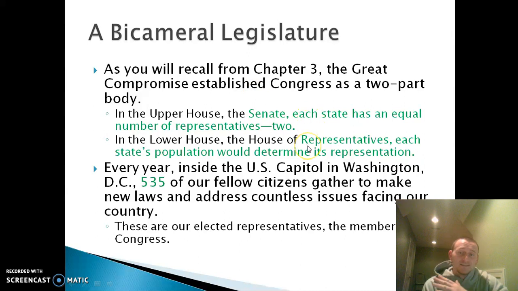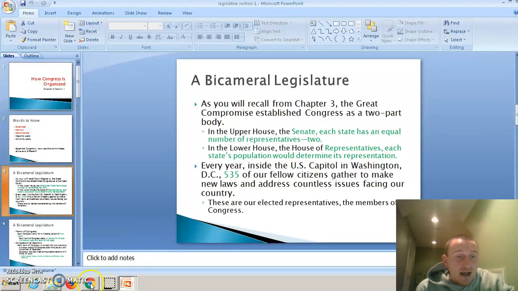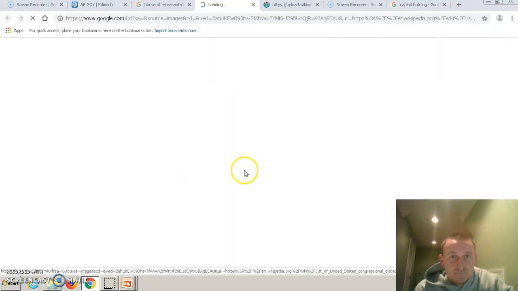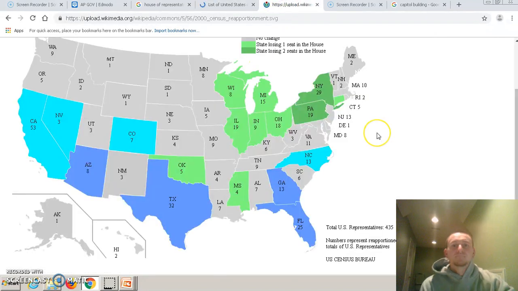Then on the other side, you have the House of Representatives. There are 435. That's just a number you have to remember. Here is a House of Representatives map. The House of Representatives is based on your state's population. However high or small the population of your state is determines how many representatives you have in your state.